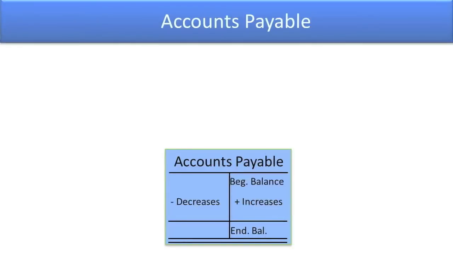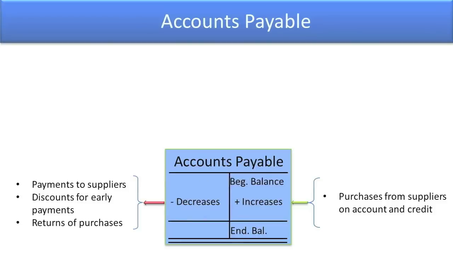Accounts payable. We just gave an example of buying inventory on account. Accounts payable increase when you purchase from suppliers on account, or we sometimes call that on credit. They, the accounts payable, decrease when you make payments to the suppliers. Therefore, we no longer owe the money.